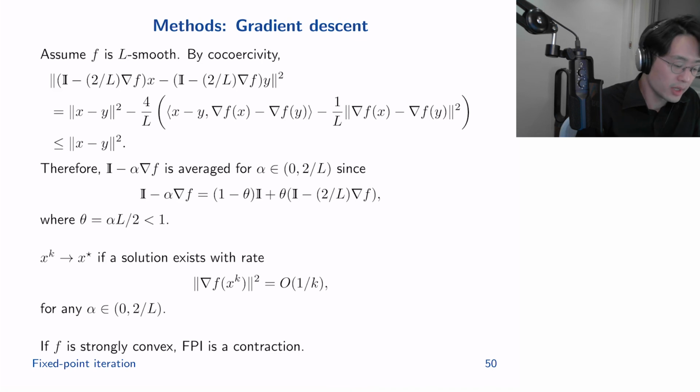Okay, and furthermore, if the function f is strongly convex, then it's possible to establish that the operator is a contraction, and therefore the iterates will converge to a solution at a faster rate.